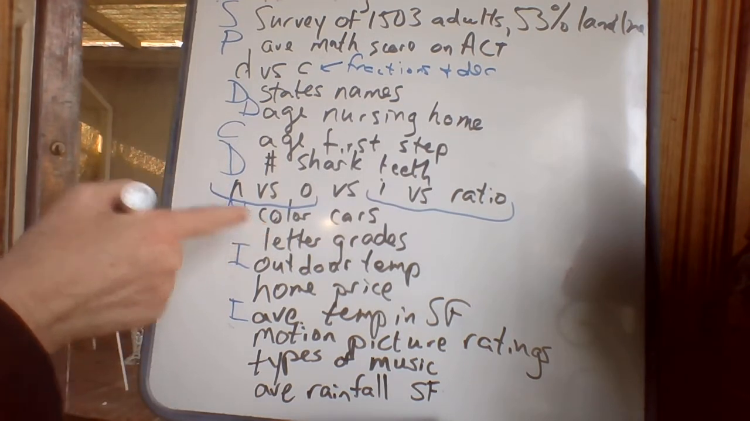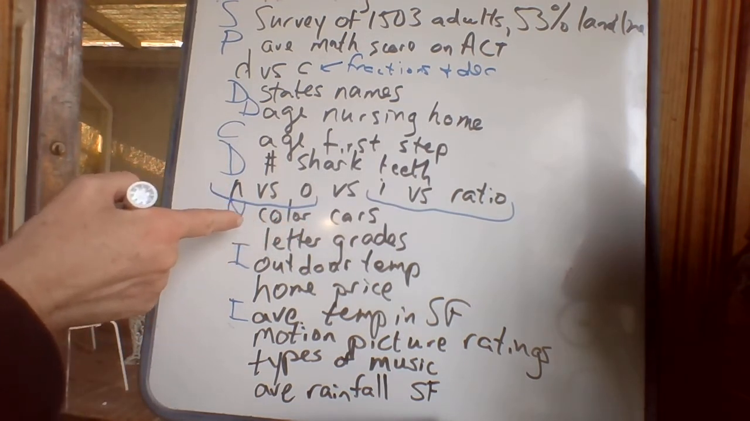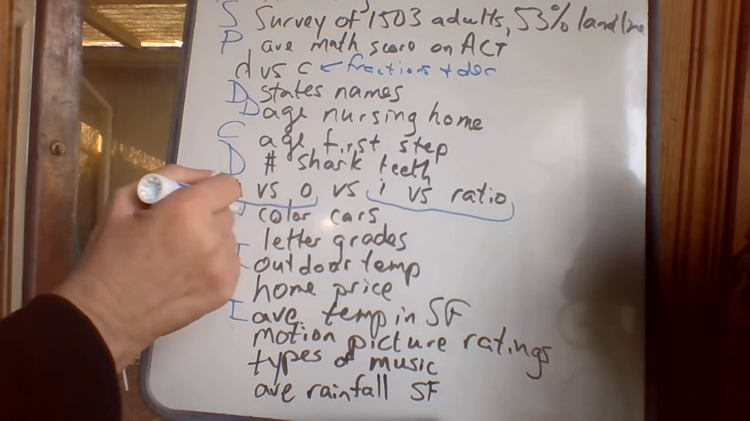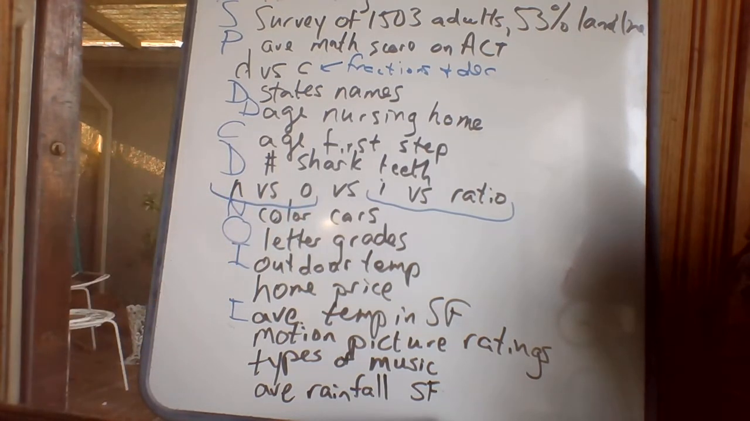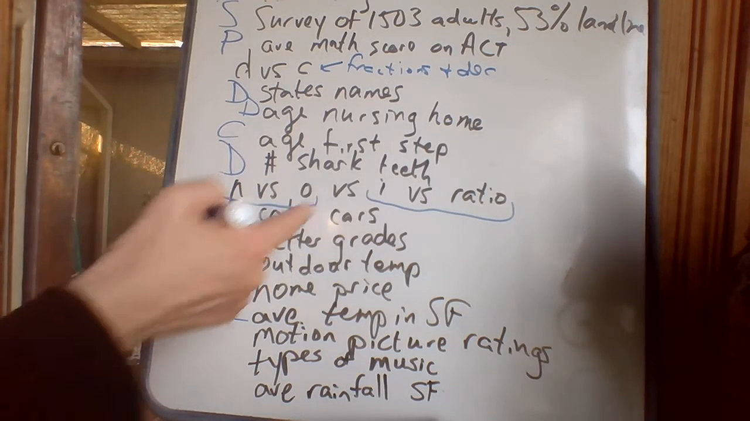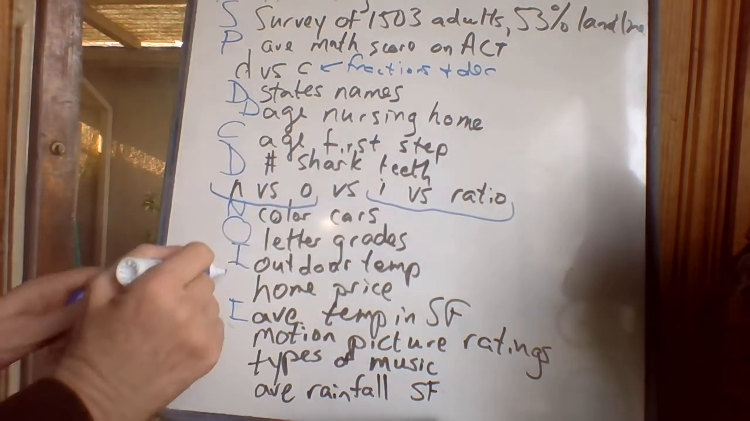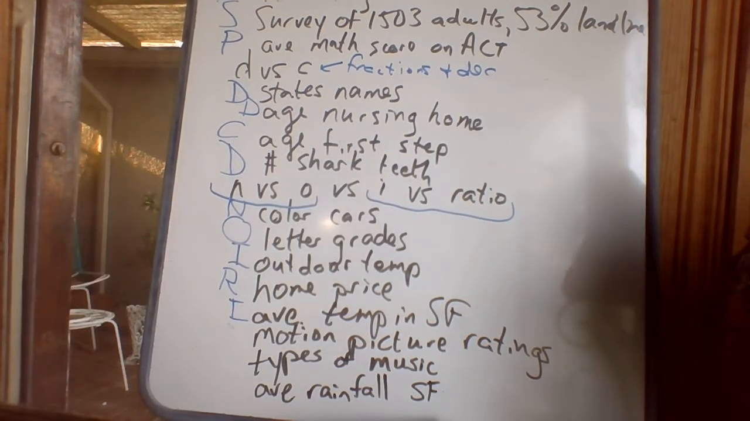Okay, but letter grades, those are words, they're not numbers. And they do have an order. Everybody knows what the order is on that, so it's ordinal. Home price is a number, okay? If it's not time or temperature, it's ratio. All of the numbers that aren't time or temperature are ratio.